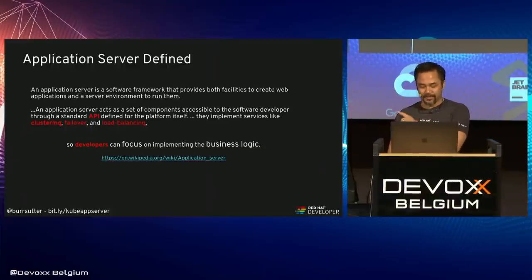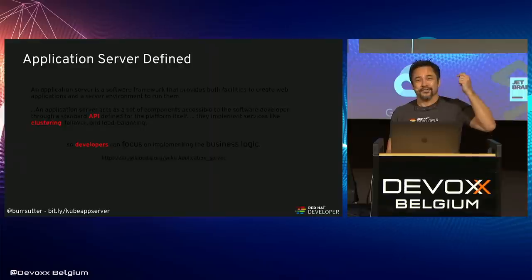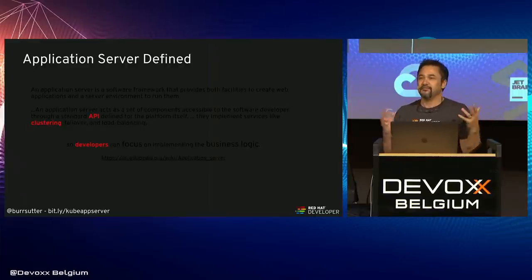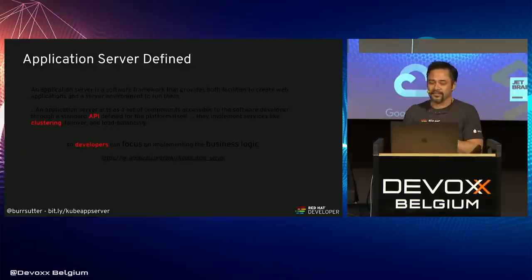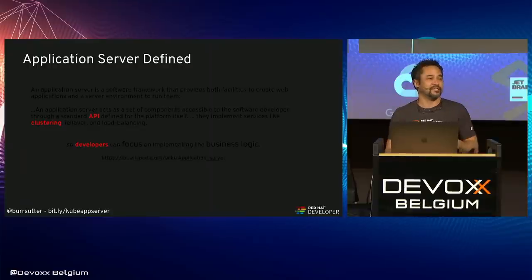But here's the key point about this. APIs, clustering, and developers. Think about those three things for a second. We can boil it down to those three things. The purpose of the application server, because I started with application servers 20-plus years ago, was to give you some API that you could write your business logic against, give you some form of clustering and failover and load balancing capability so your software stood up and stayed up, and so the developers could go about doing their job as building business applications. That was the whole point of application servers.